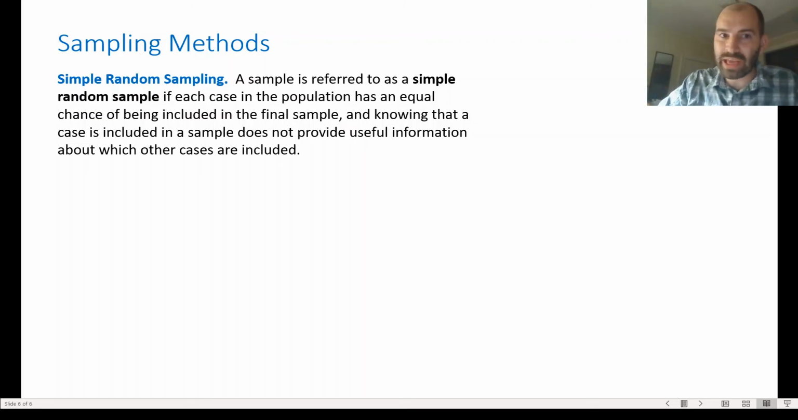So everybody's got an equal opportunity to be included in the sample. We're not excluding anybody, and we're not making it more likely for some than for others. And knowing that a case is included in a sample does not provide useful information about which other cases are included. So just because I'm in the sample doesn't mean that my friends are going to be in the sample, right? This is called simple random sampling. Everybody has an equal opportunity to be in the sample, okay?